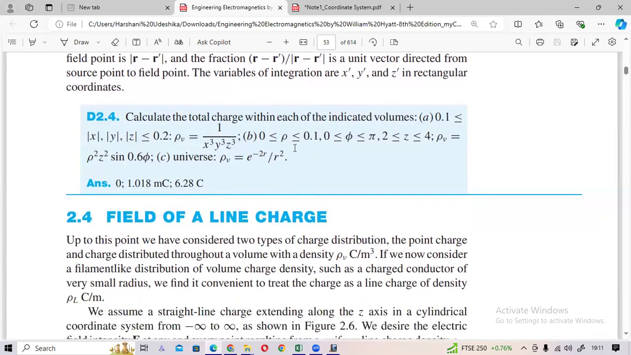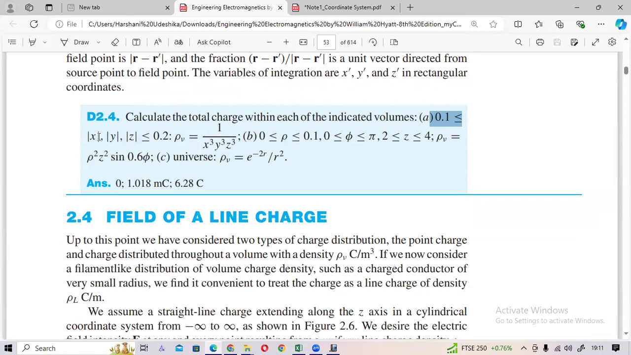Okay, I think this one also you can do by yourself. Here you are asked to find the total charge within each of the indicated volume. So this is the first volume. The volume is defined here: x, y, z from 0.1 to 0.2.